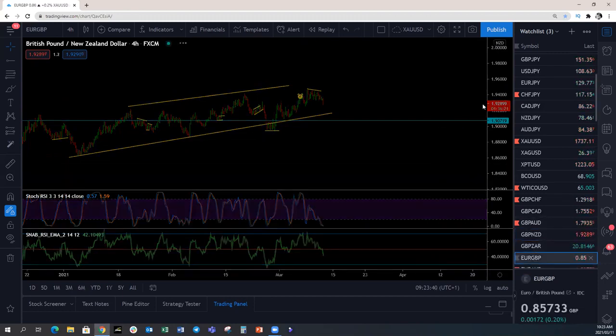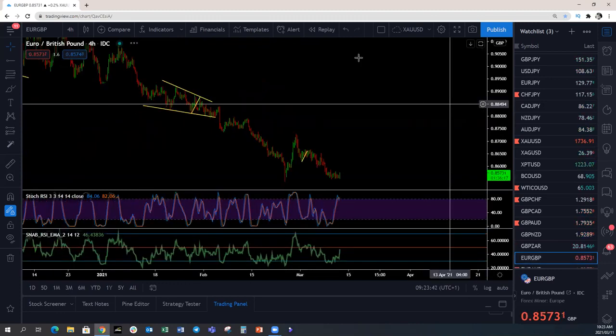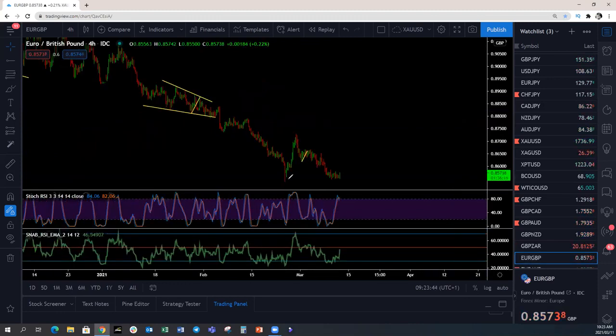Euro pound. Euro pound looks like it's forming a base here around this level. Our expectation is for this to drop a little bit lower and then bounce here. So if it's bouncing up, you can imagine what's going to be happening to the pound. So the pound should be pulling back.